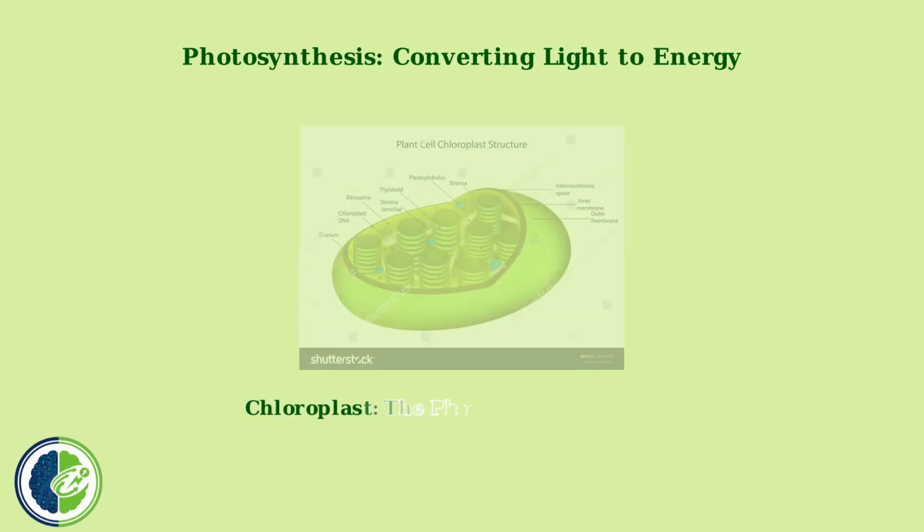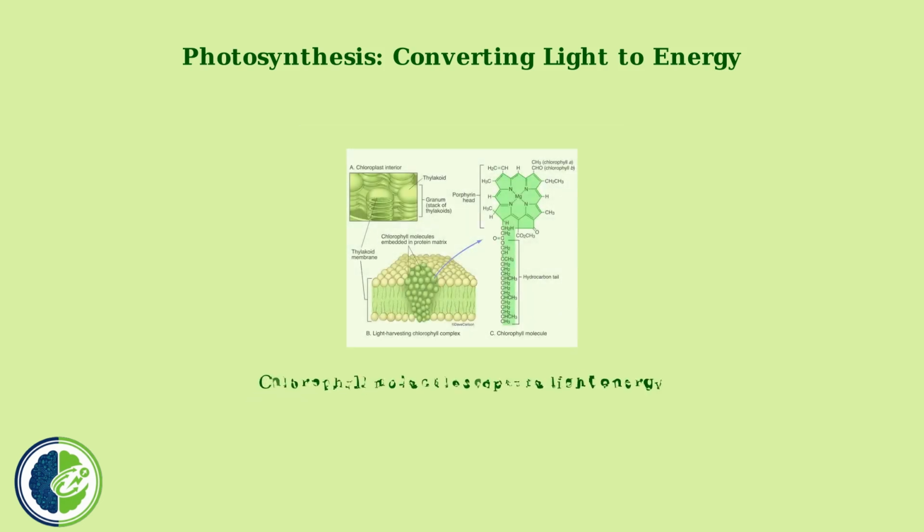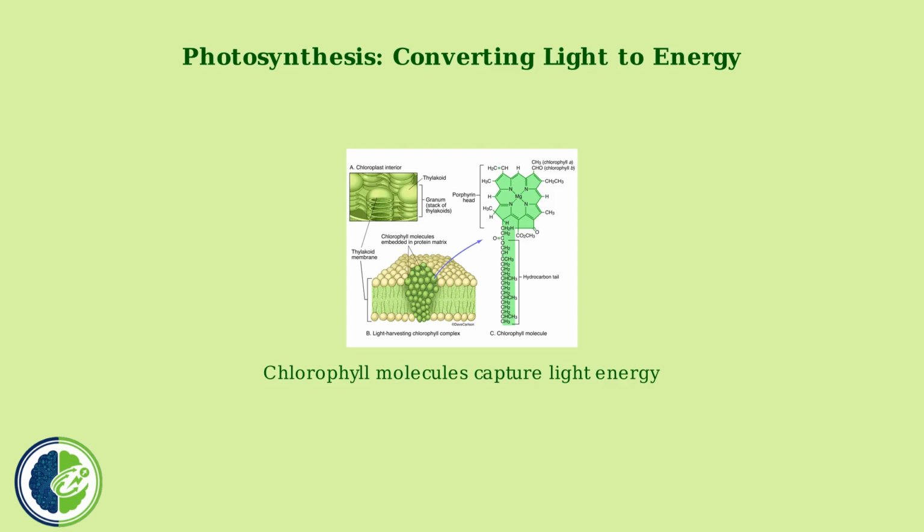This amazing process takes place inside specialized structures called chloroplasts, which are found in plant cells. These tiny green factories contain chlorophyll, the pigment that captures light energy. Inside the chloroplast, we find stacks of membranes called thylakoids, where chlorophyll molecules are embedded. These chlorophyll molecules are what make plants green and are responsible for capturing light energy.